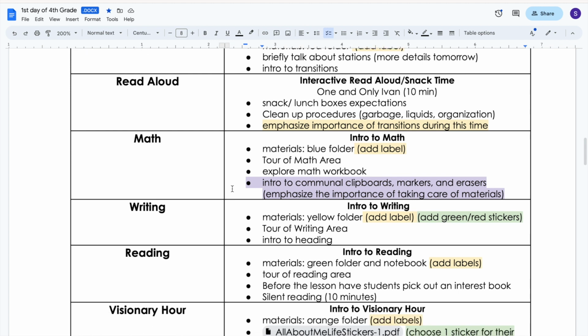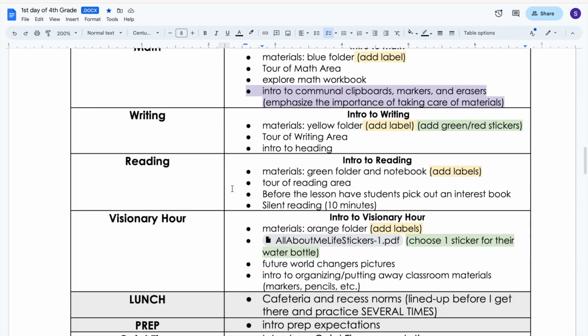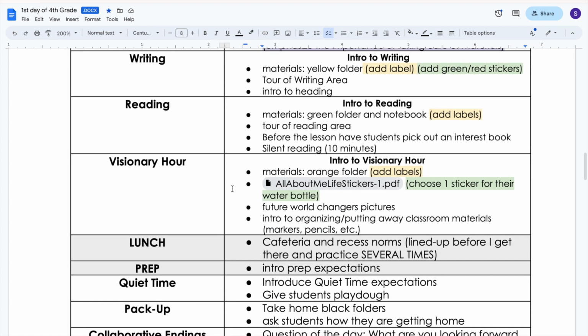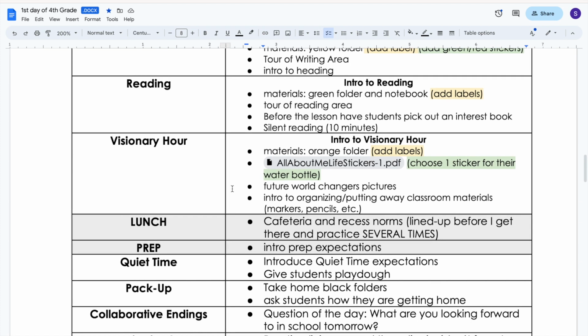We go into math. We talk about blue folders, label those, tour the math area, explore the math workbooks, and introduce them to the communal clipboards, markers, and erasers, and emphasize taking care of these materials. Same thing for writing: tour of the writing area. We introduce the heading and the yellow folder, and we use a red and green sticker for finished and not finished.